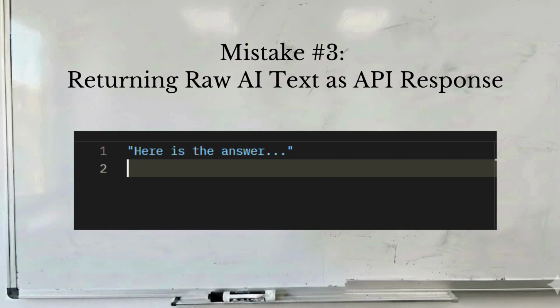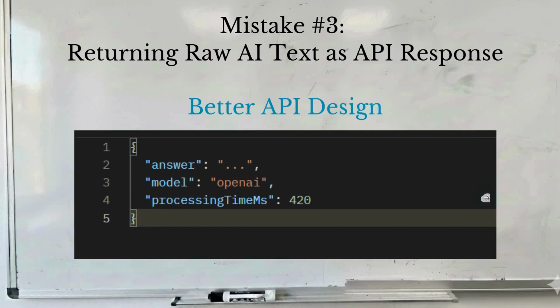Another common mistake is returning raw AI text directly from your API. This makes your API contract unstable and tightly coupled to AI behavior. APIs should return structured responses, even if the answer itself is generated. A stable API contract gives you room to evolve. You can change models, prompts, or providers without breaking the clients.